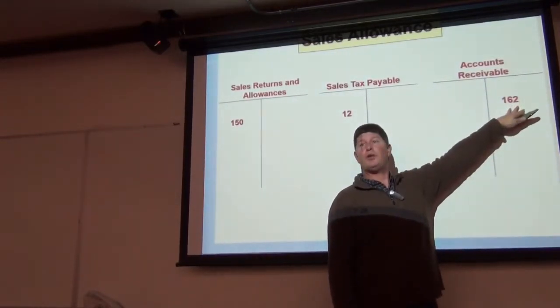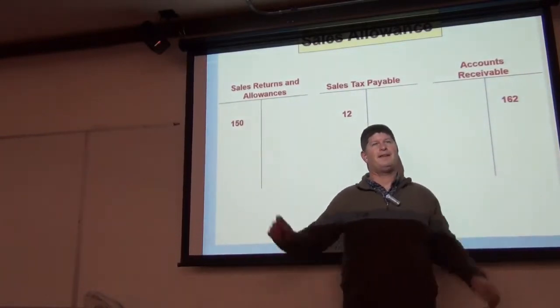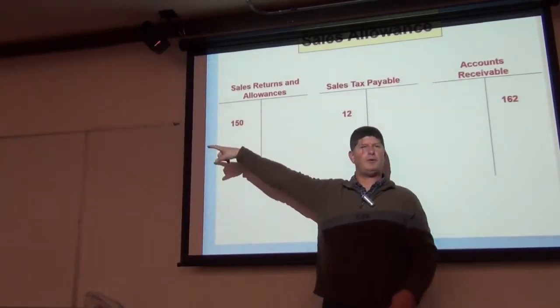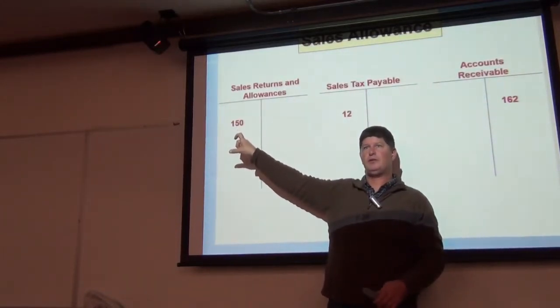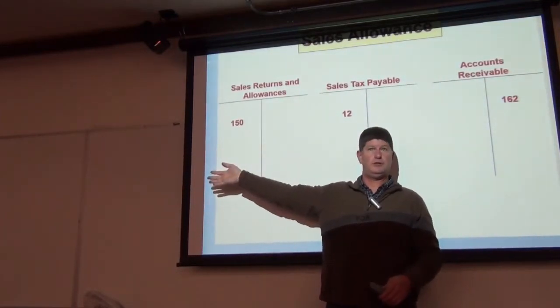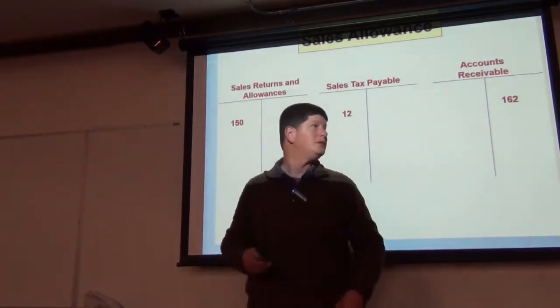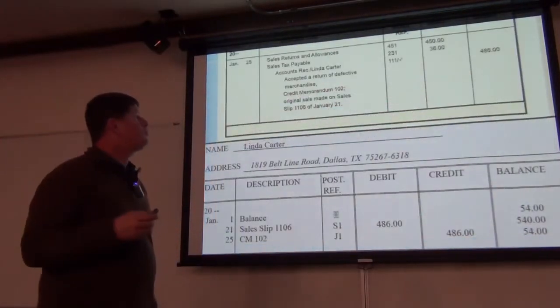This is going to also get posted where? His individual customer card, remember? So we keep track of his balance on his accounts receivable subsidiary ledger, what I'm calling his customer card. Good? All right. Oh, yes, it gets posted in two places.